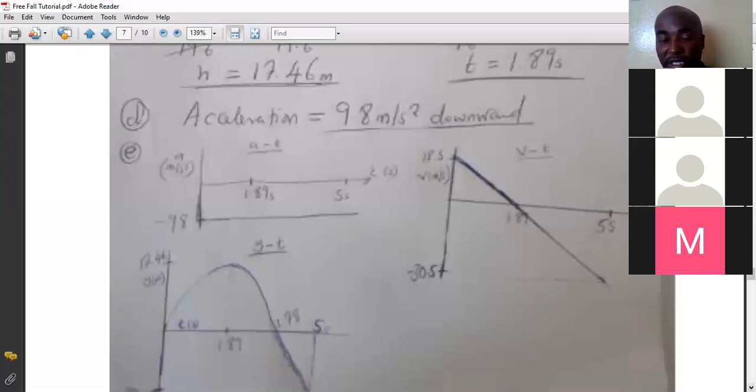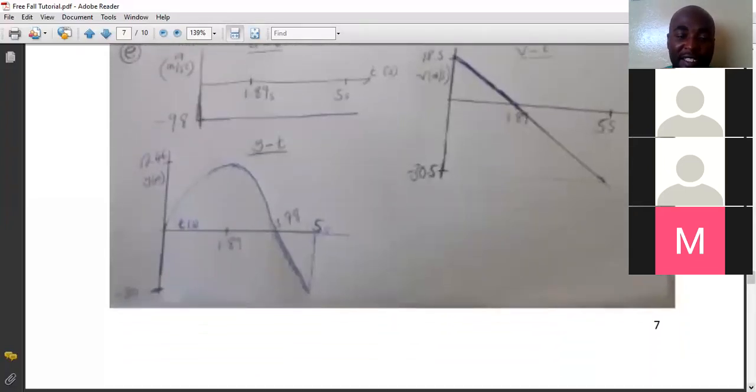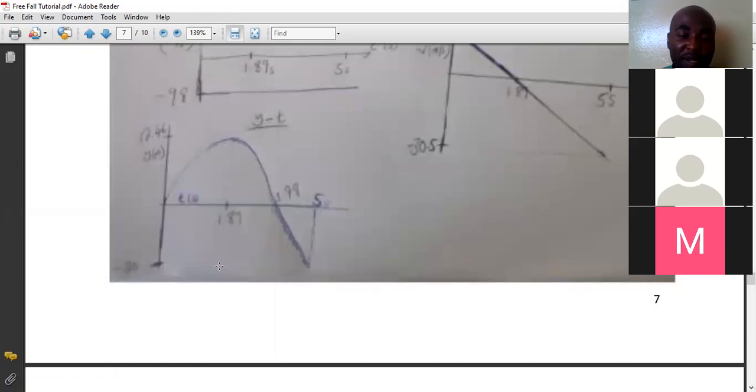Then the position-time graph, as you remember guys, I said it's quadratic. You draw up to 1.89, then 2 times 1.89, which is 3.78. Then you draw a quadratic graph. It ends at negative 30 at 5 seconds.